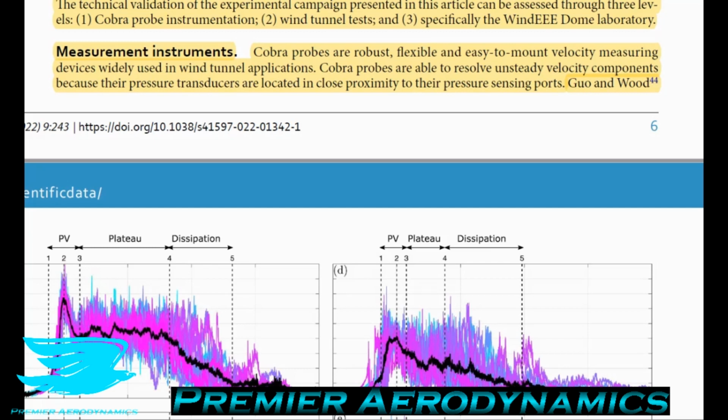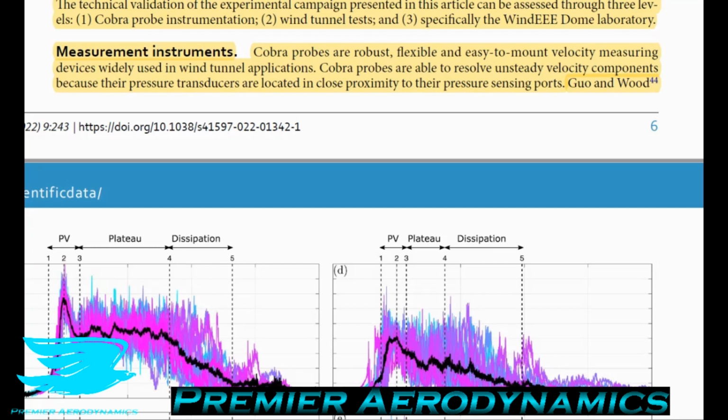Another benefit of Cobra probes is that it's an entire unit together. So you have the front of the probe, that's where the holes are. Then you have the tubing going from the holes to the unit itself. And in the unit, you have the pressure sensors. The entire thing itself is only about 15 centimeters long, maybe a little bit less. And the core part where the pressure sensors are is only about 1 centimeter in diameter.